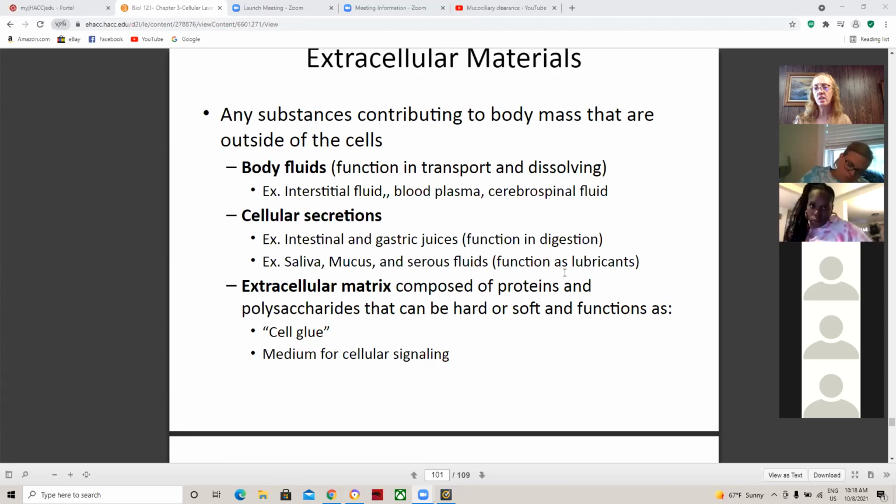I have the extracellular matrix that's composed of proteins and polysaccharides. Remember, polysaccharides are polymers of carbohydrates that can be hard or soft and function as a cellular glue, a medium for cell signaling.